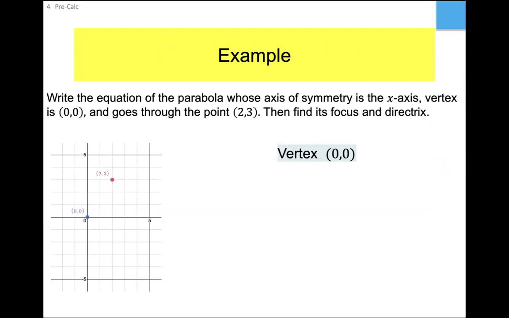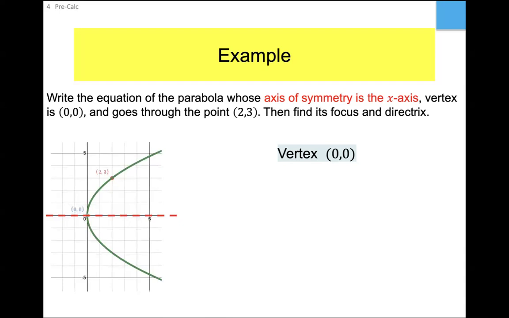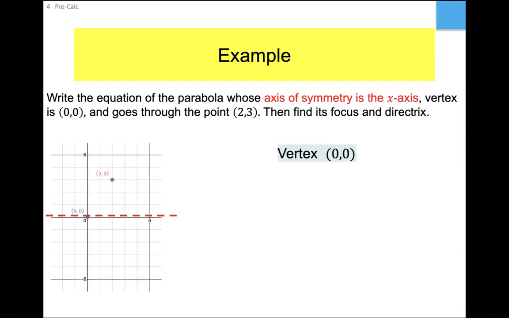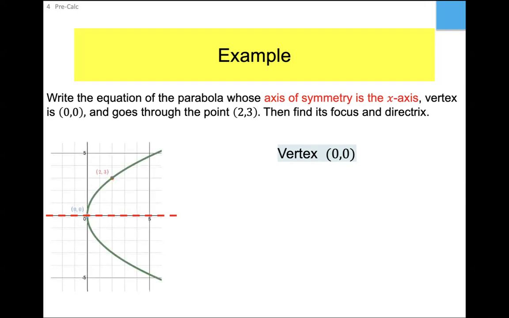So this either opens to the right or it opens up. Well, we take the fact that the axis of symmetry is the x-axis. Therefore, that cuts it in half. So therefore, it must open to the right. It could open up if the axis of symmetry was the y-axis. But in this case, since it's the x-axis, it has to cut the parabola in half. So therefore, we know it opens right.